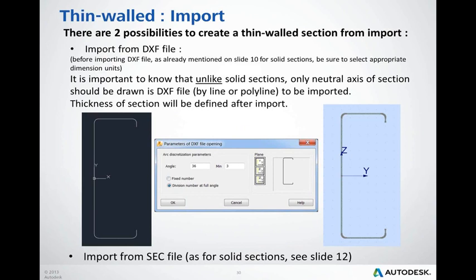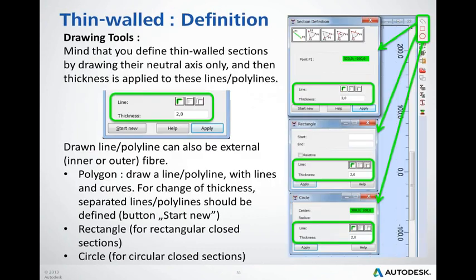Shape can also be imported from the section file, .sec file, the same as for solid sections. This was covered on slide 12. Another option is a section shape drawn by tools existing in this module. Note that only the neutral axis should be drawn and thickness is applied to these lines or polylines. The drawn line or polyline can be on the external or outer fiber.